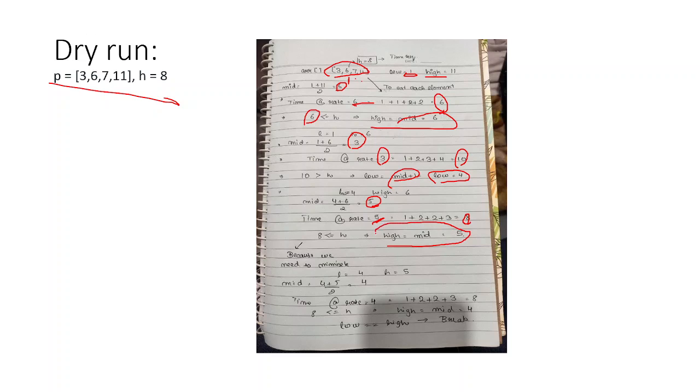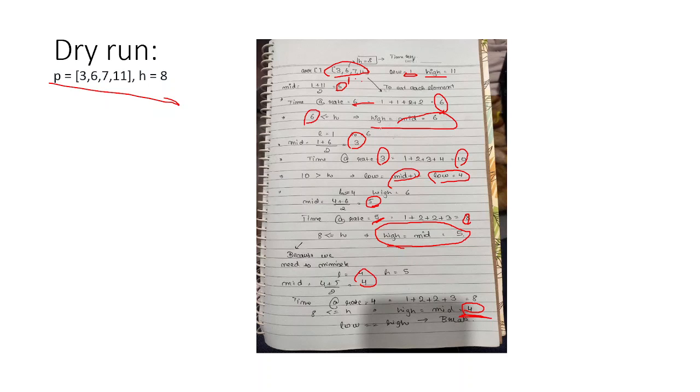So we consider this as one of the solutions. We take high equal to 5, because we need to minimize, right? So we again find the mid value, we get 4. Again we calculate, again we get 8. So yeah, this is more efficient than 5, so we consider this 4 as one of the solutions. And again we reach a condition where low will be equal to high. So we finally break and say that this is the efficient solution.